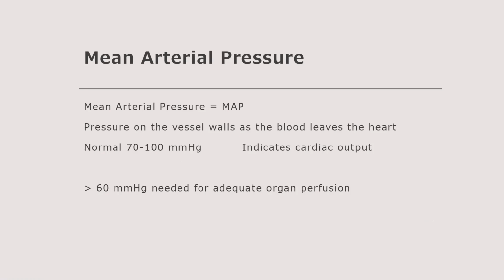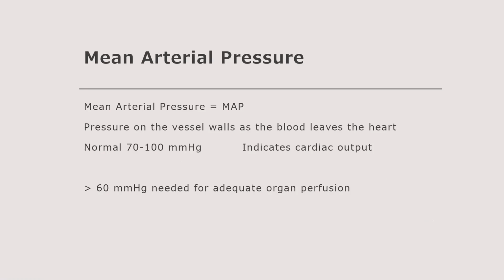The mean arterial pressure, also known as MAP. This is the pressure on the vessel walls as the blood leaves the heart. We want a normal arterial pressure between 70 and 100 millimeters of mercury. This indicates how well cardiac output is perfusing the body.